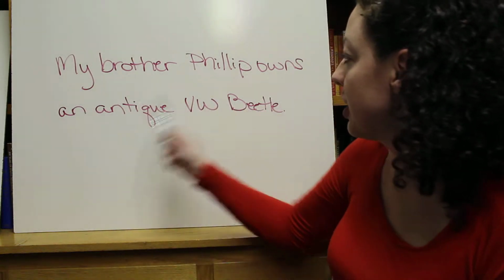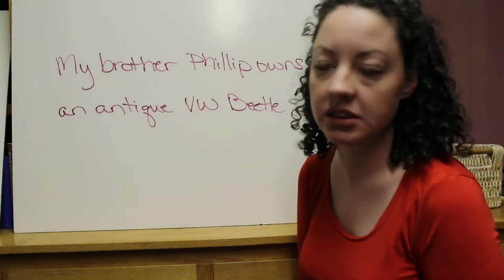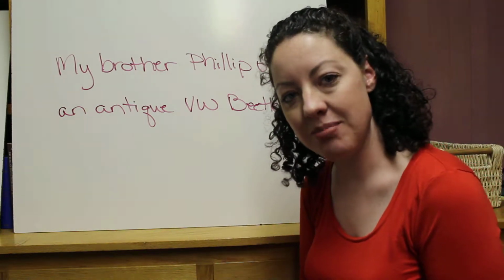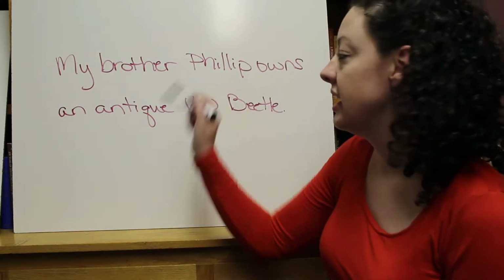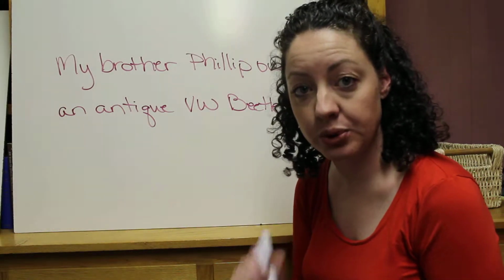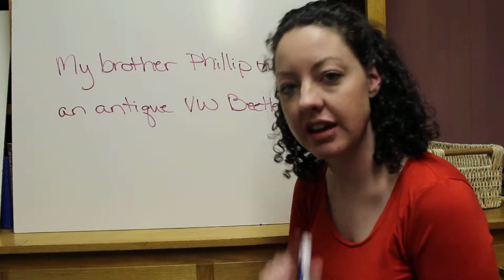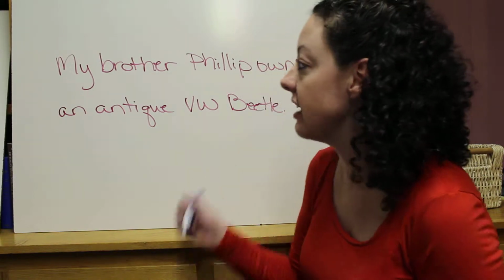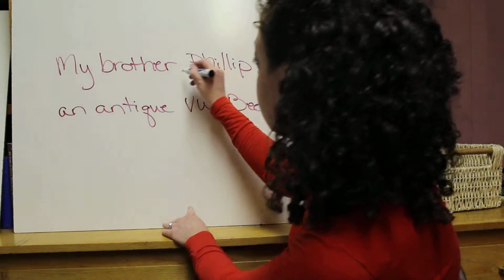My brother Philip owns an antique VW Beetle. Now, the name in this sentence, Philip, is not necessary to understand what the sentence means. Therefore, because it's not necessary, it's a non-restrictive element, and so we can put commas around it.